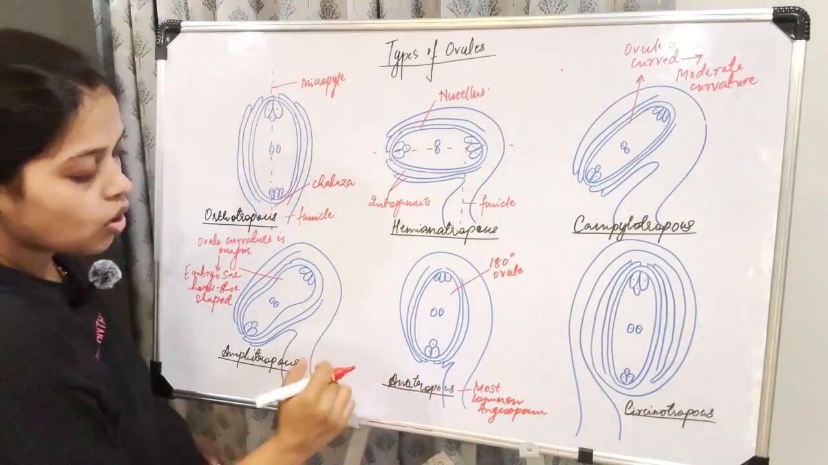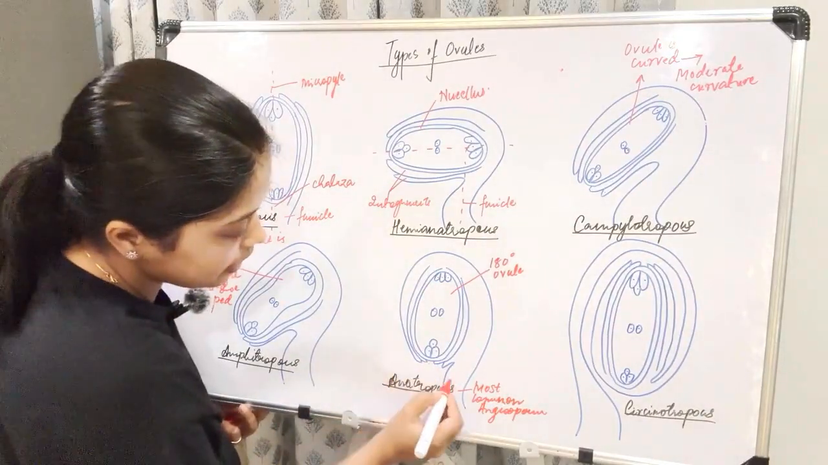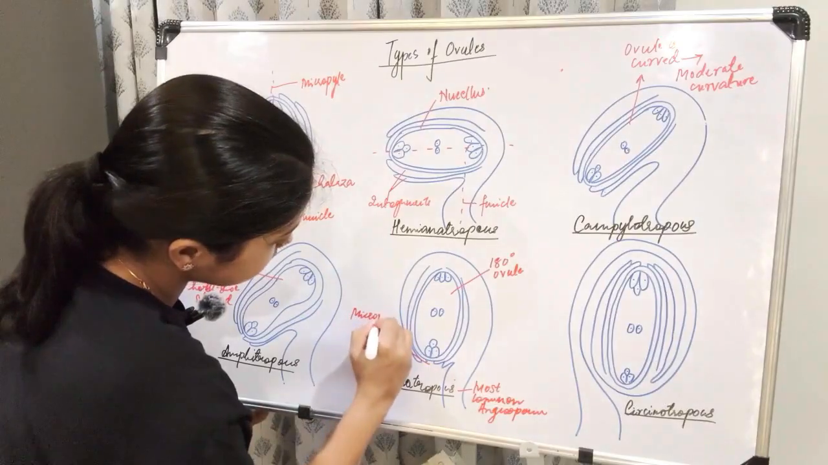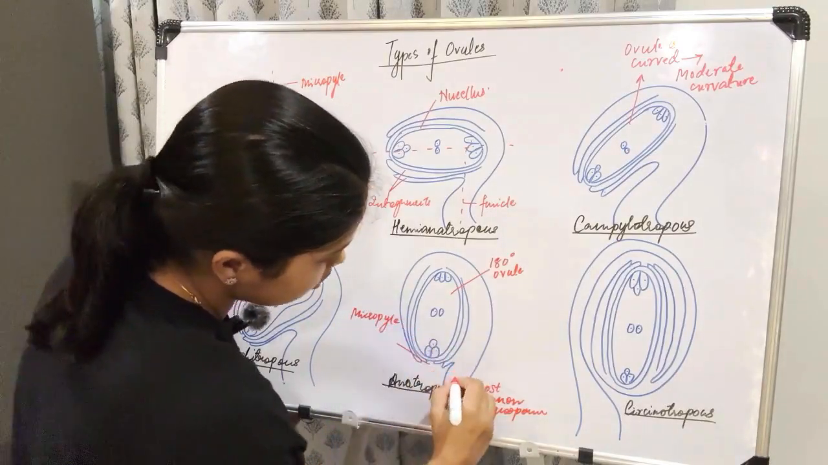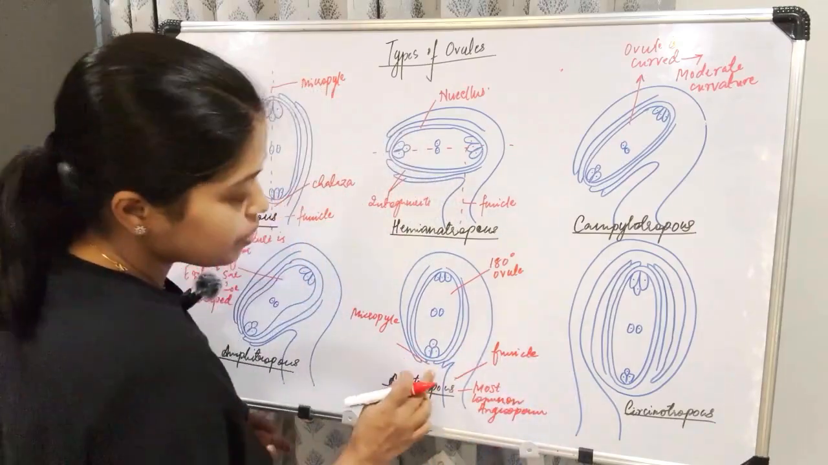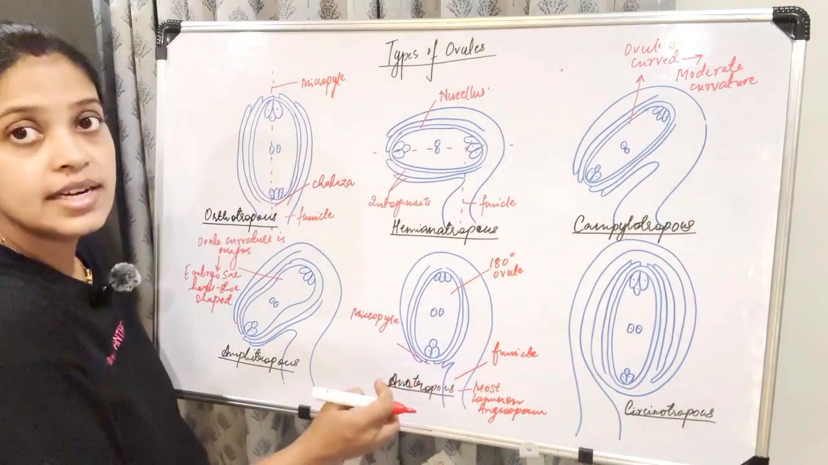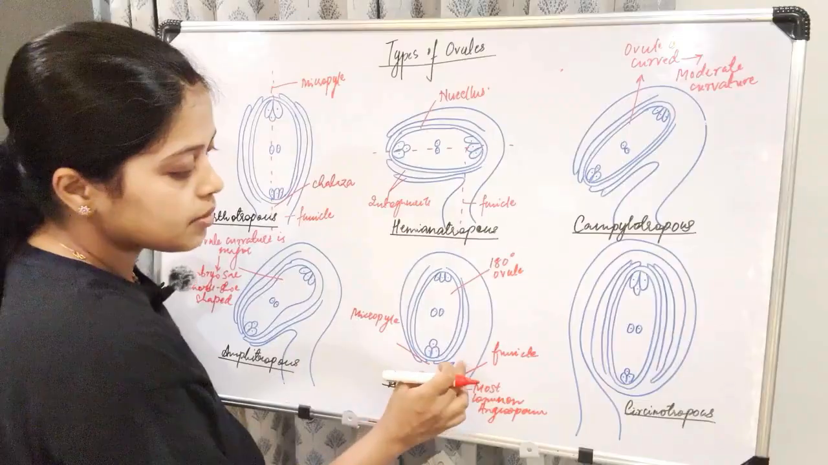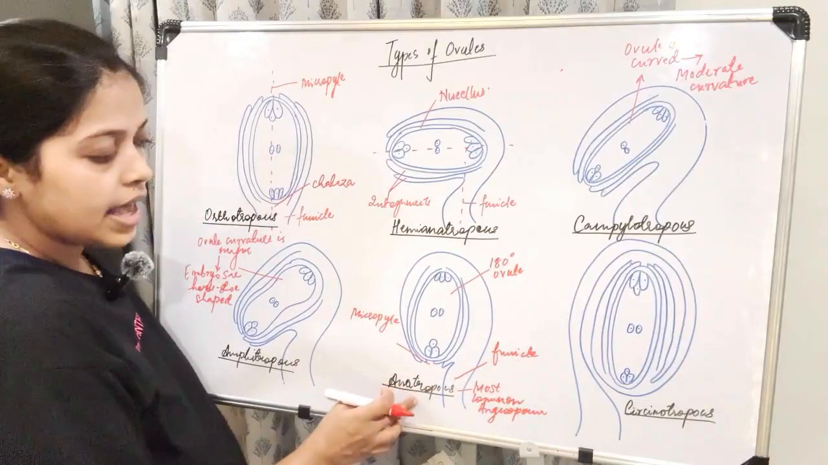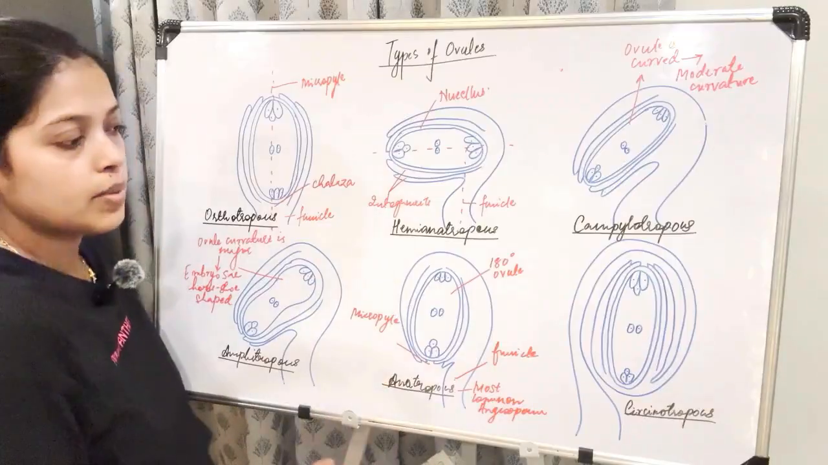Here your ovule is turned at a 180-degree orientation, because of which your micropyle and your funiculus, so this is your micropyle and this is your funicle. Because of this 180-degree turn, the micropyle comes in close proximity with the funicle. So that is anatropous, the most common one.